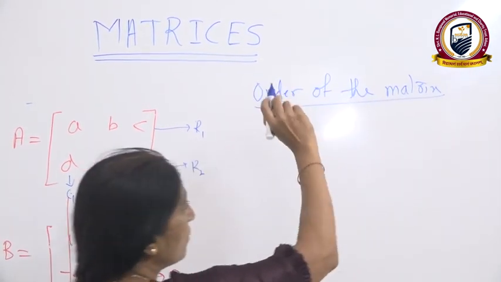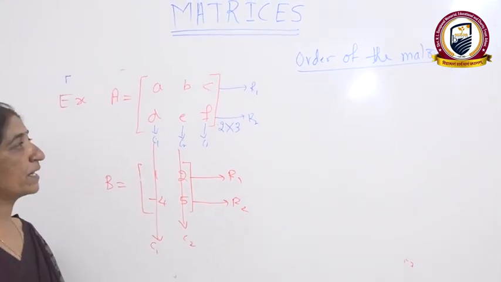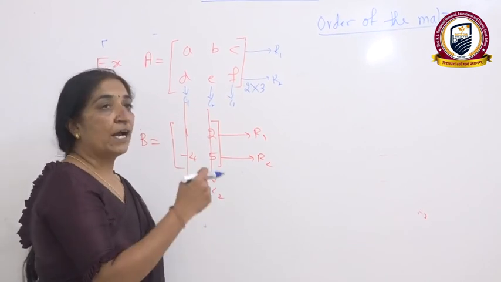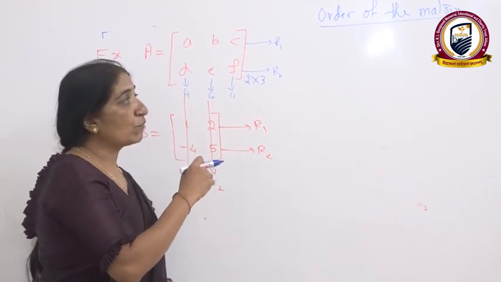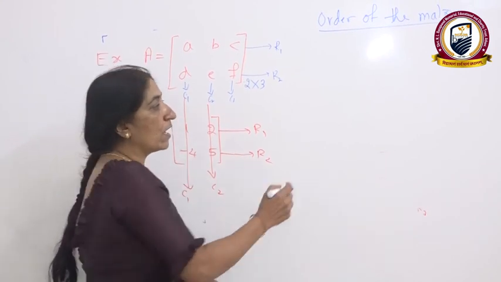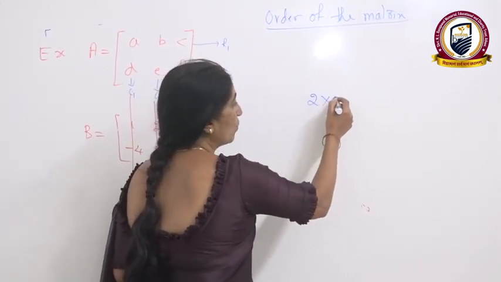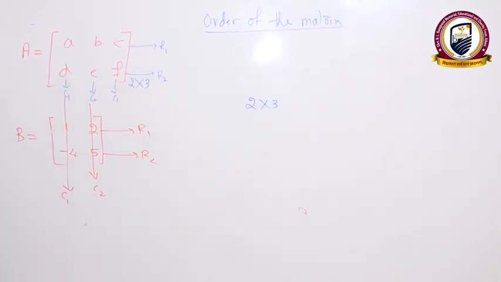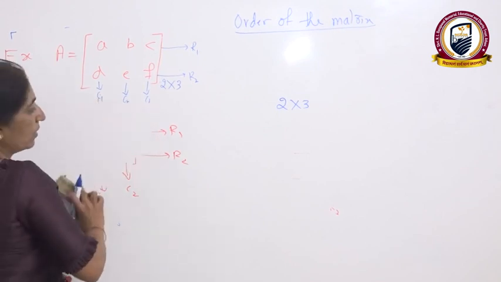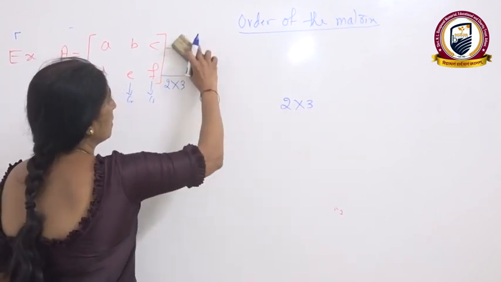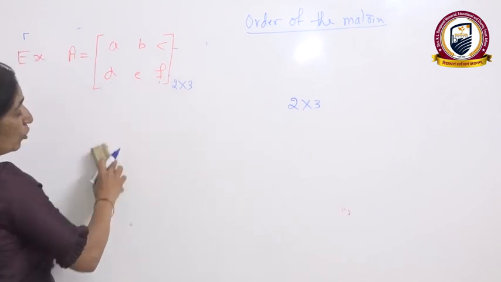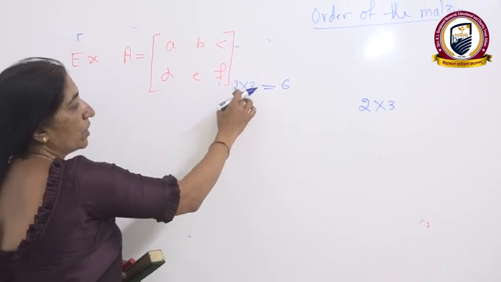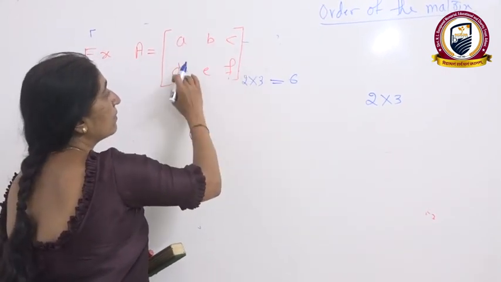So tell me, students, what is the order of the matrix? The order of the matrix is nothing but how many rows and how many columns are present in that matrix. Always write first the number of rows, then the number of columns, in the form of 2 by 3. For example, 2 rows and 3 columns. Here is one more interesting thing: when you multiply those numbers in the order, the product gives how many elements are there in that matrix. See, 2 into 3 is 6. There are 6 elements.